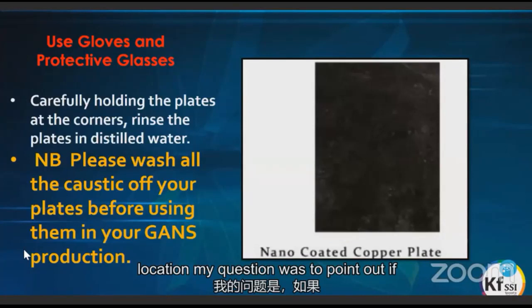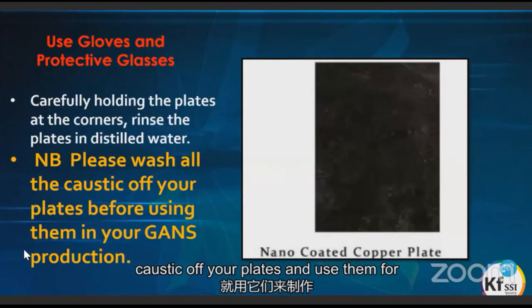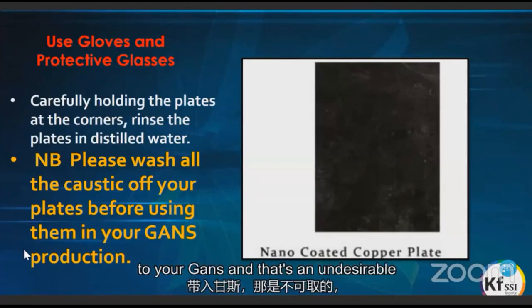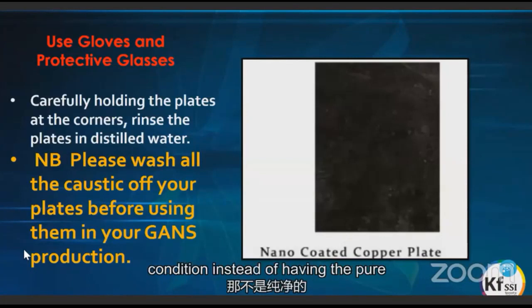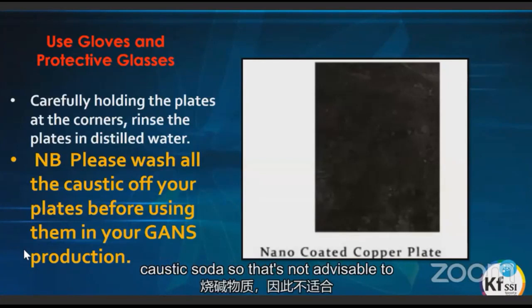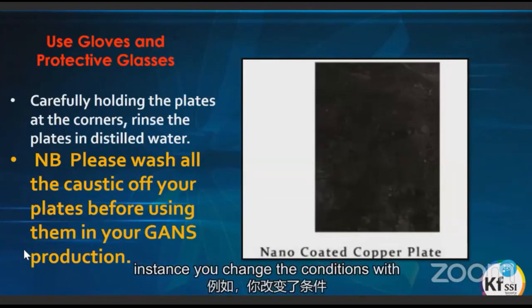My question was to point out, if you don't rinse the caustic off your plates and you use them for GANs, then what? In that case, you will add that caustic which is sticking on the surface to your GANs, and that's an undesirable condition. Instead of having pure GANs, you have a mixture of GANs and some caustic soda. So that's not advisable to use for health applications, for instance.